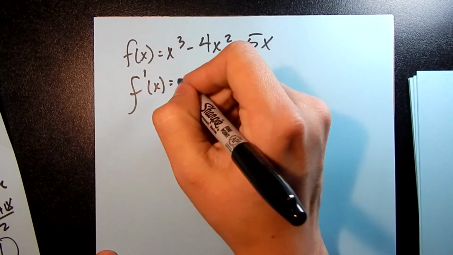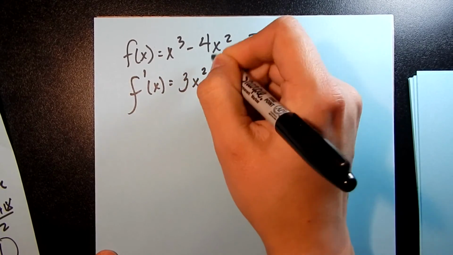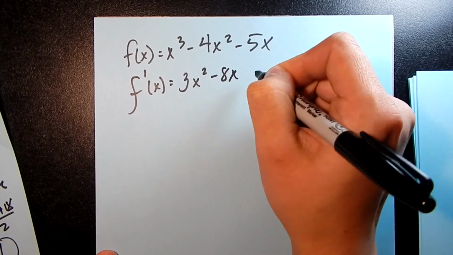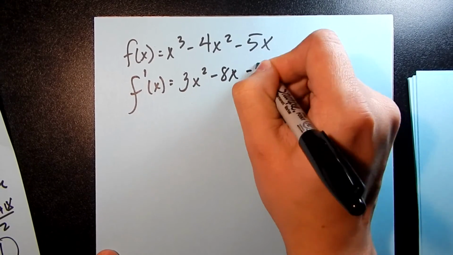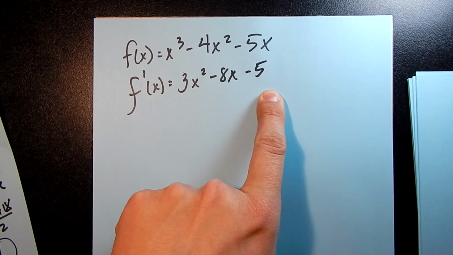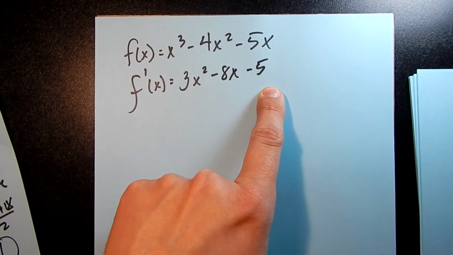So the 3 comes out front. I've got x squared. 2 times 4, that's going to be 8. And that's going to be just x to the first minus 5. Okay. So this is our derivative. This is how we can find the slope of our graph.